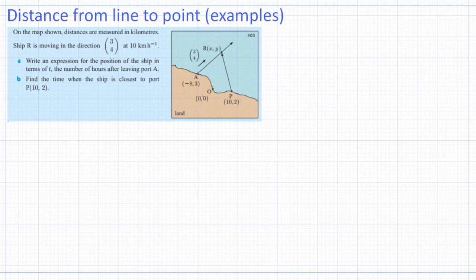And there you go. So you've got our origin here, point A, point B, and we know that the speed of this boat is 10 kilometers per hour. All distances here are shown in kilometers. So let's do it. Part A: write an expression for the position of the ship in terms of t, the number of hours after leaving port A. So we're looking for some expression for this point R, x, y.